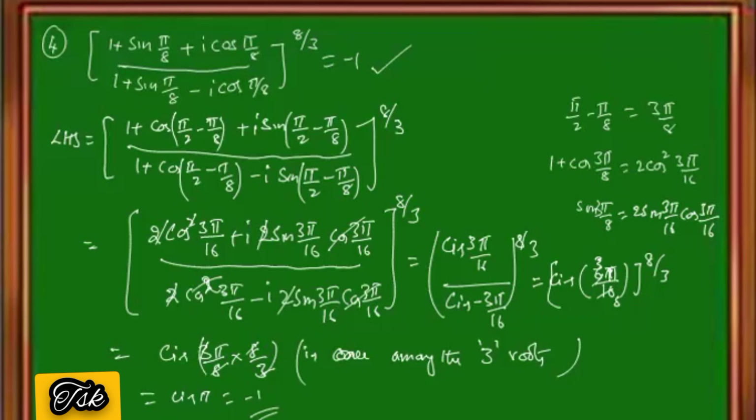Okay, that is problem number 4. Problem number 5. The question is given like this. We have to solve x minus 1 whole to the power of n equals x to the power of n, where n is a positive integer.